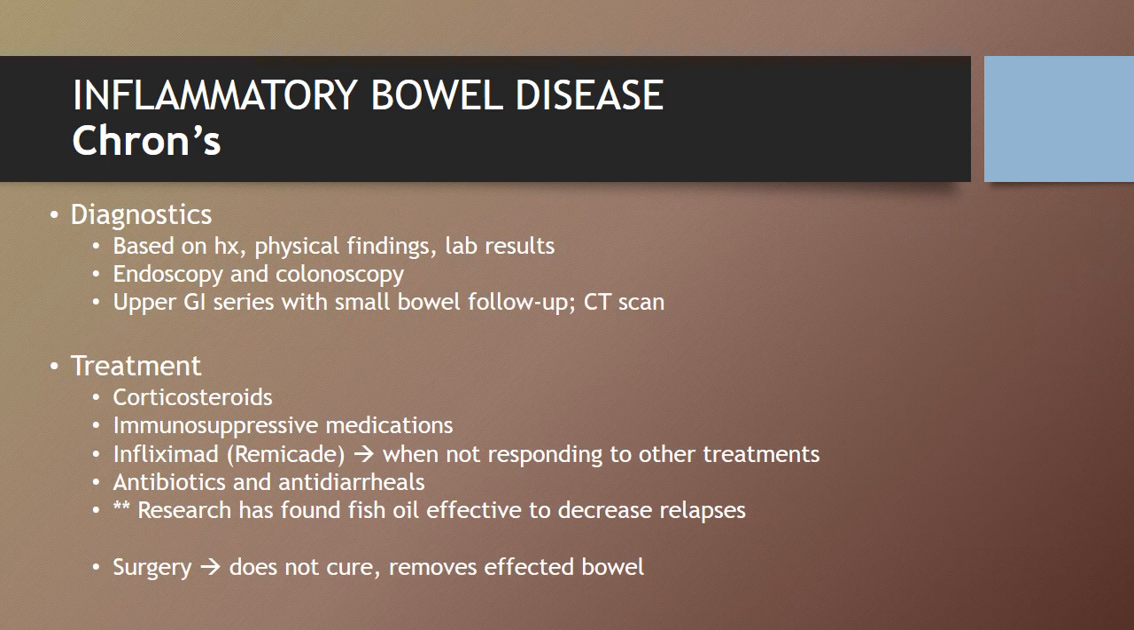Diagnostics are going to be based on the history, whatever the physical findings are, and lab results. They'll do an endoscopy and colonoscopy, and then an upper GI series with small bowel follow-up and a CT scan. Treatment for inflammatory bowel disease is going to be pharmacological, nutritional, surgical, and psychosocial. Those are the main areas you're going to focus on.